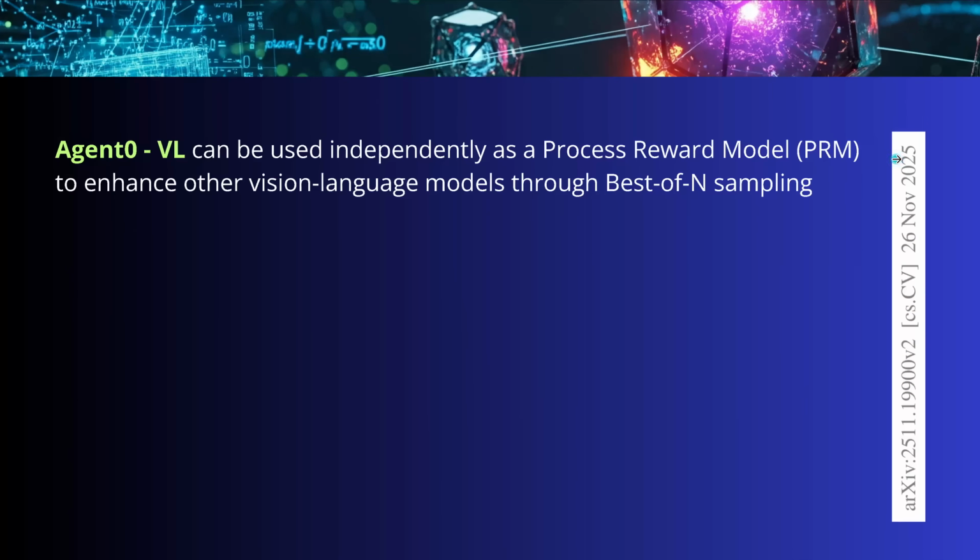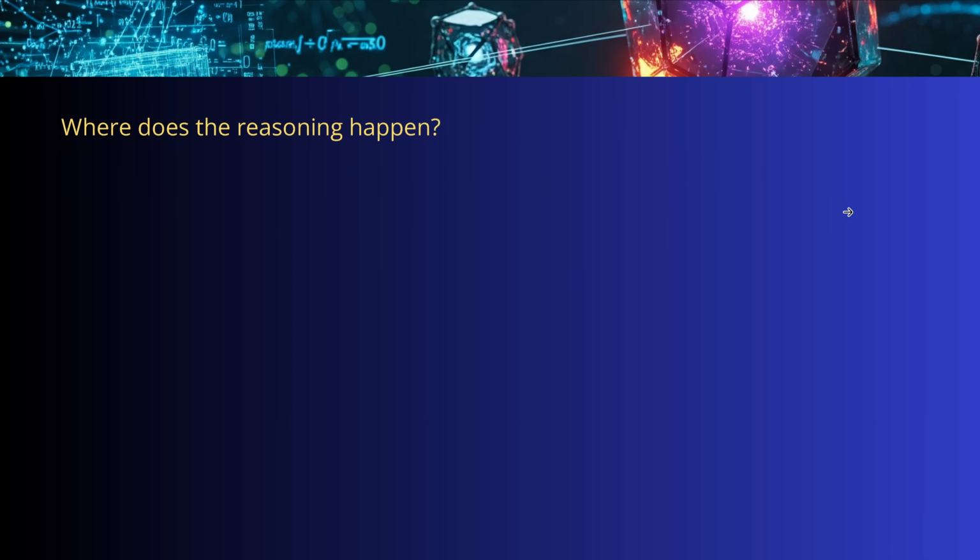Okay. So, yeah, there's another real nice benefit: you can use Agent0-VL because it generates a reward. You can now use this only as a module. This is maybe only a single process reward model for some other vision language model, and it works great. Perfect. And now I looked at this and I said, okay, now I want to ask you a question.